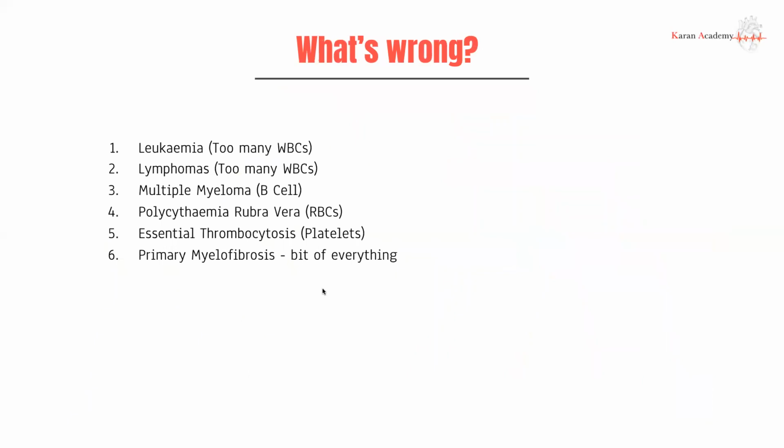To break down this huge list of conditions into some simple terms, what is going on? So what's actually pathological? Leukemias, we have too many white blood cells. Lymphomas, also too many white blood cells. With multiple myeloma, which is a cancer affecting plasma cells, we have too many B cells. Polycythemia rubra vera is a myeloproliferative condition of the RBCs. So we have a high RBC count. Essential thrombocytosis, high platelet count. And primary myelofibrosis is everything has kind of hit the fan and everything's gone wrong.